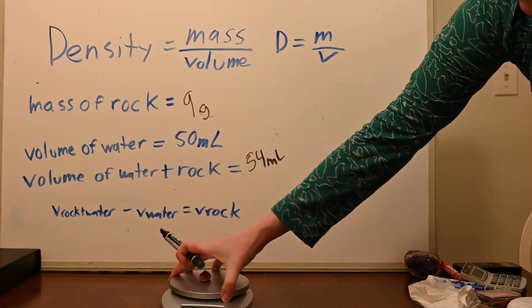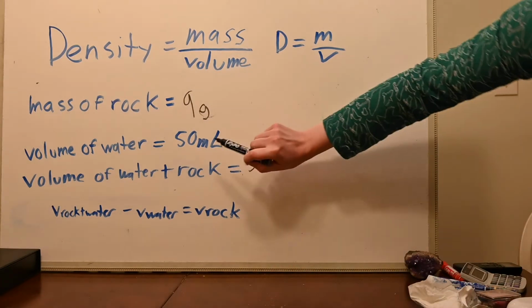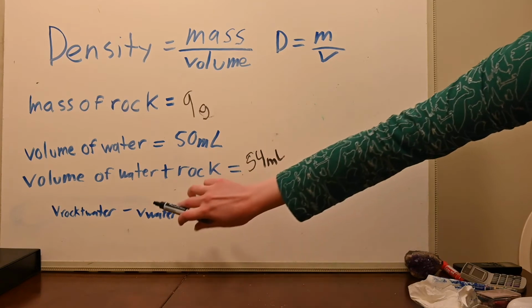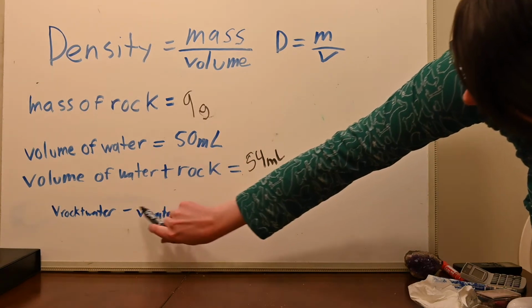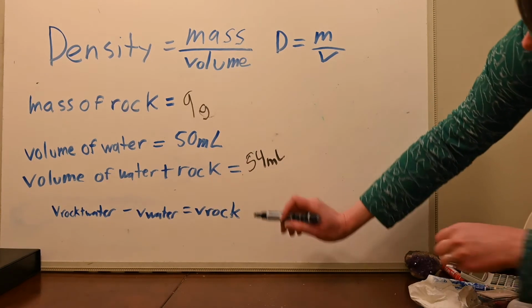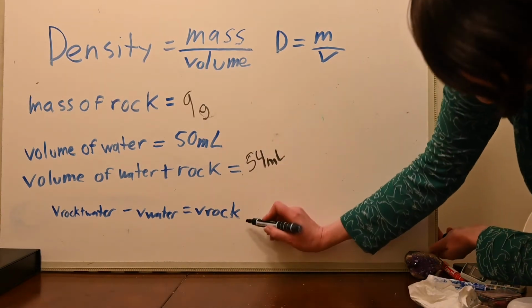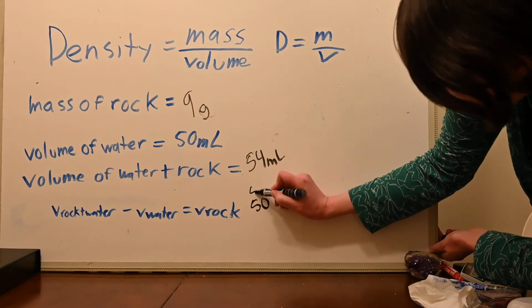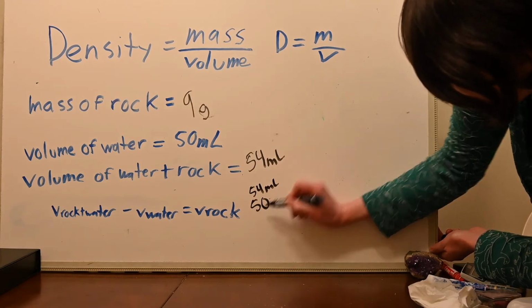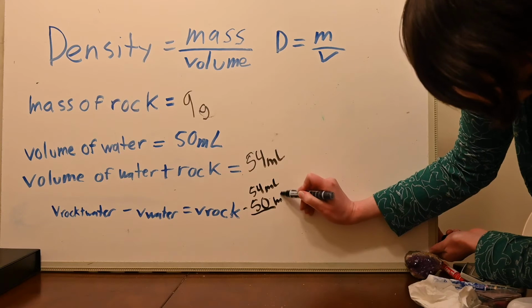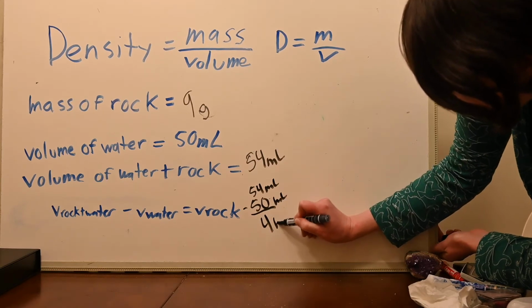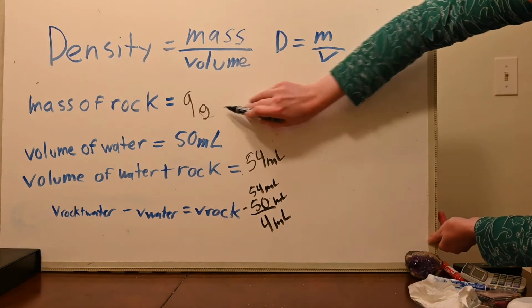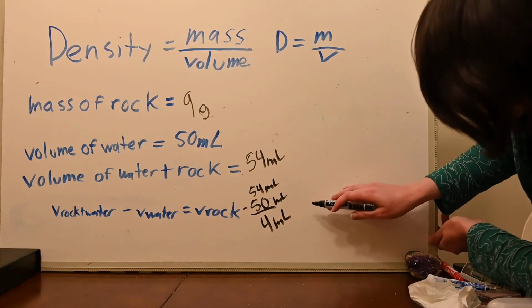But we still need to actually find the volume of the rock. We've got the volume of the water and the volume of the rock and the water, but we need to take the volume of the water plus the rock minus the volume of the water to get the volume of the rock. So we're going to do 54 milliliters minus 50 milliliters, and that gets us 4 milliliters. So we've got our mass, 9 grams, our volume, 4 milliliters.